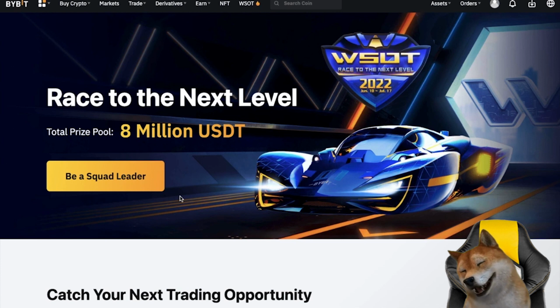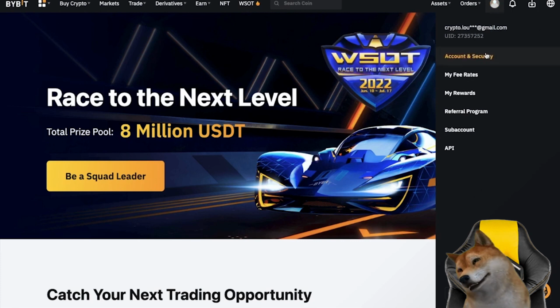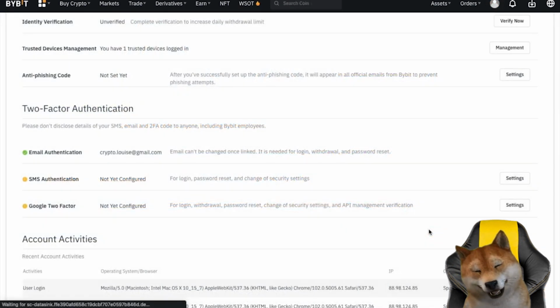You'll then reach the home screen, and one of the first things that we recommend doing before you go ahead and deposit any funds is to secure it. You can do this under your profile icon in the top right, then choose Account and Security. Under Two-Factor Authentication is where you can configure SMS authentications for logins, password resets, etc. Or you can use Google Authenticator, which will provide you with a one-time code for actions such as logging in and withdrawals.